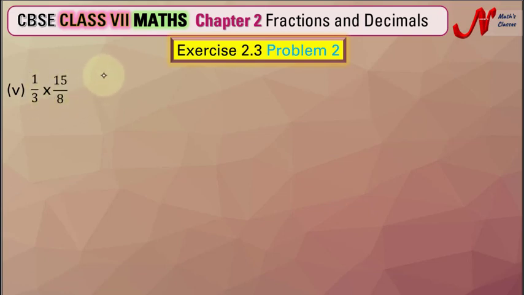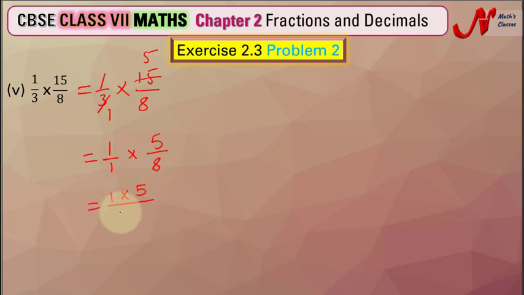It is given that 1 by 3 into 15 by 8. We can write it as 1 by 3 into 15 by 8. Here cancellation is possible, so we can cancel: 3 ones are 3, 3 5s are 15, which is equal to 1 by 1 into 5 by 8, which is equal to 1 into 5 by 1 into 8. It can be written as 5 by 8. Therefore 1 by 3 into 15 by 8 is equal to 5 by 8.